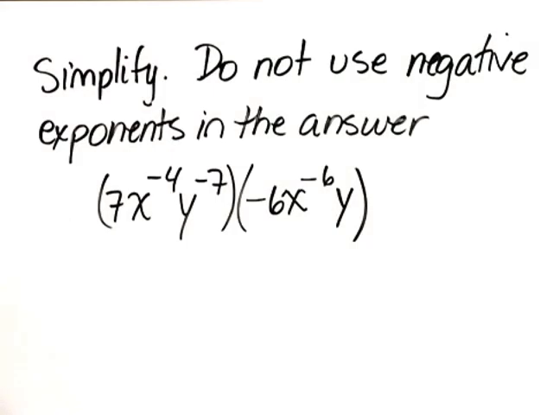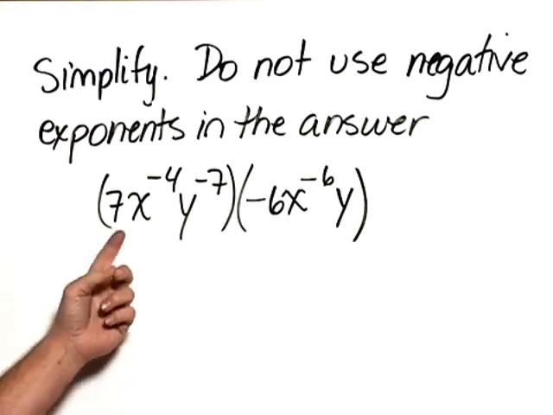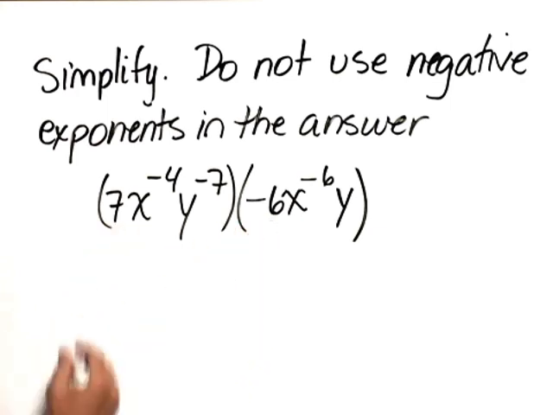Simplify. Do not use negative exponents in the answer. 7x to the negative 4y to the negative 7 times negative 6x to the negative 6y to the first power. When we multiply these two factors together, we multiply the coefficients first.